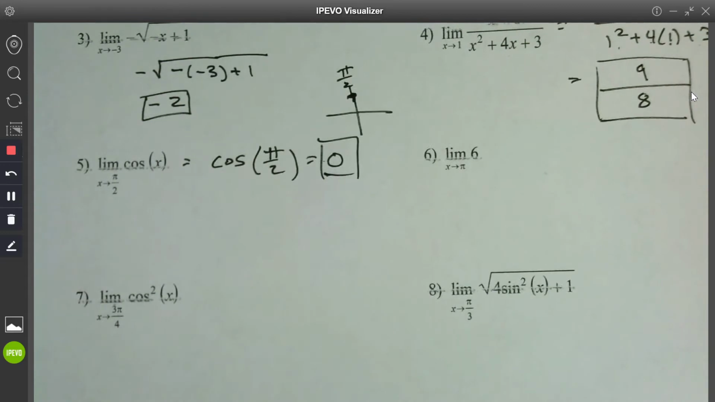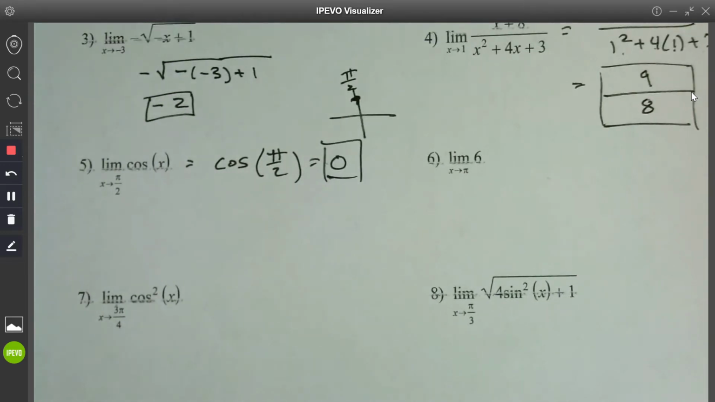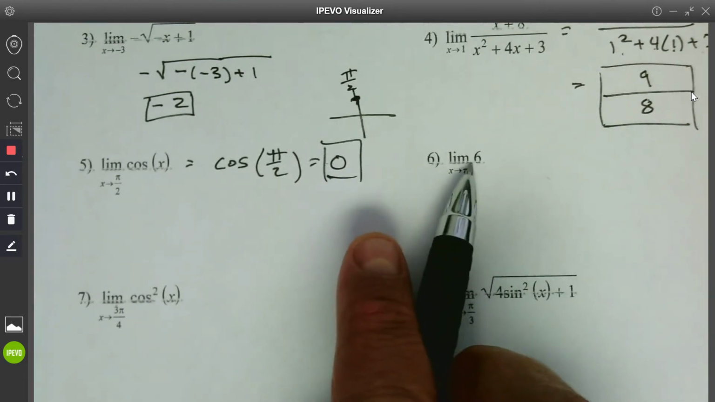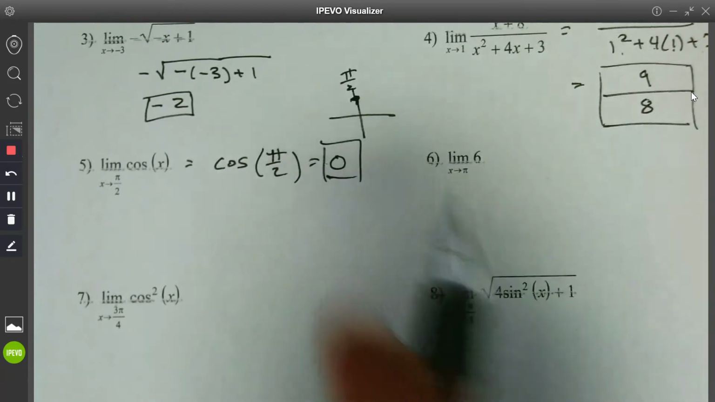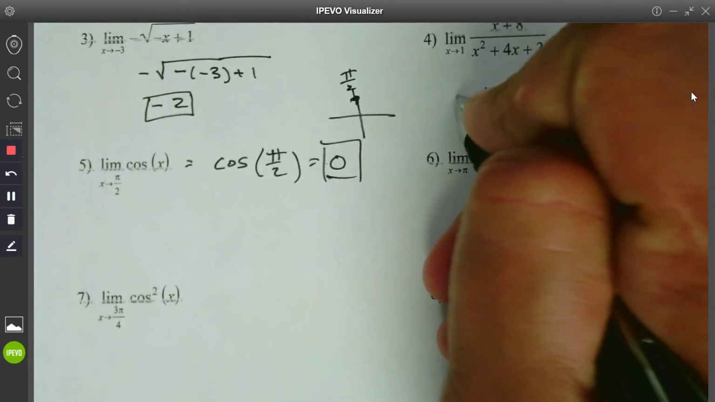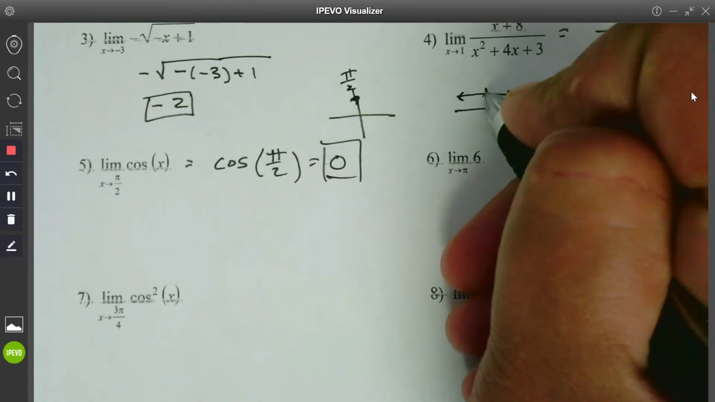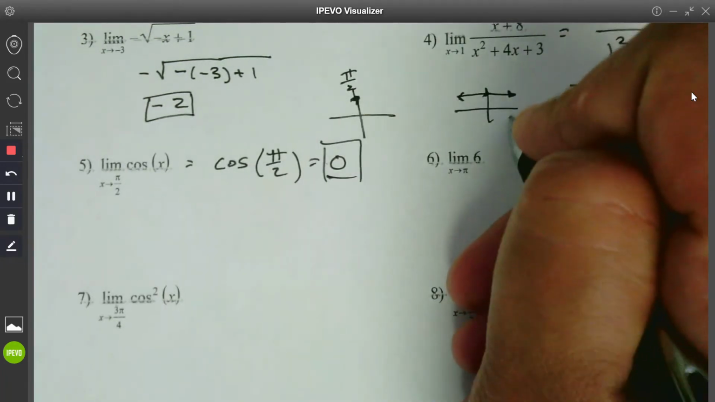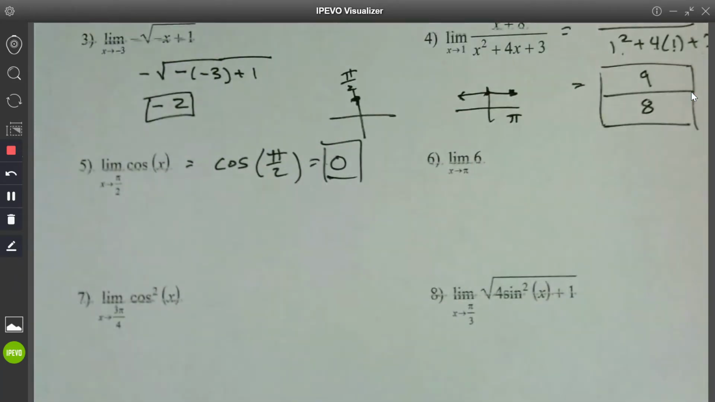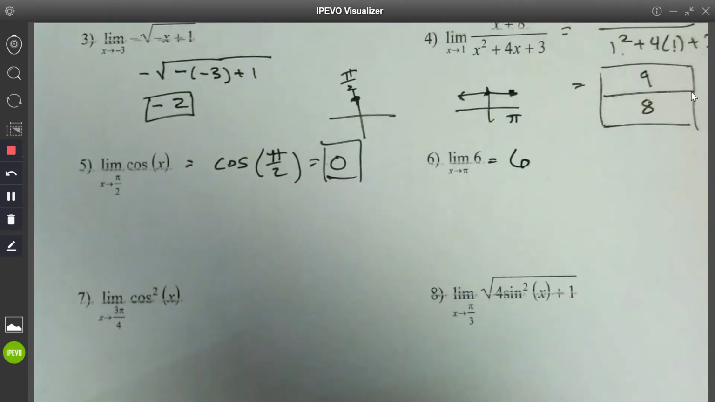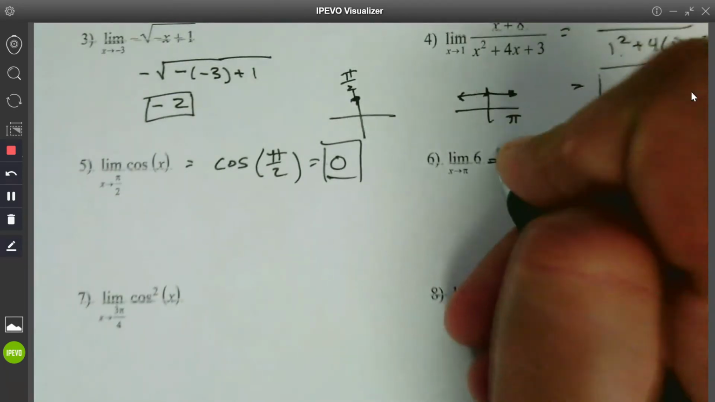Number 6, you're taking the limit as x approaches pi of 6. And you might be thinking, okay, what kind of function is this? This is just 6 here. That's a constant, right? Think about what a constant looks like. y equals 6. That means it's a horizontal line up here at 6. Over here is pi. When we get closer to pi from the left or to the right, what's the y value going to be? It's going to be 6. So when you're taking the limit of a constant, it's not going to change.